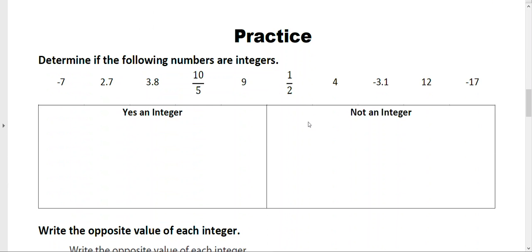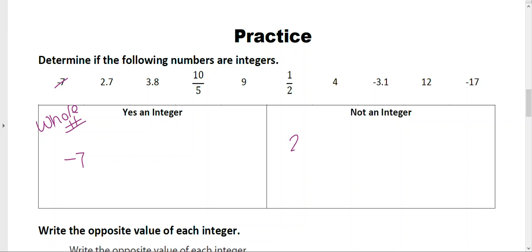So the first practice part is to determine if the following numbers are integers. And remember, integers are whole numbers, positive or negative. So they can only be whole numbers. So if we look at the first one, -7, -7 is a whole number. So -7 is an integer, and you can write yourself whole number if you need to.